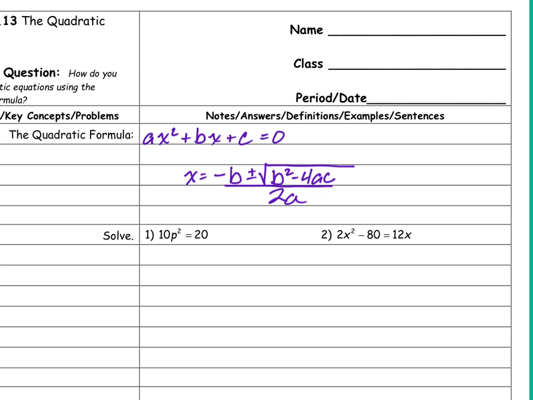Where the heck do I get the a's, b's, and c's is the question, right? So where do a, b, and c come from? Well, in my standard form, if you look up here, here's a. A is the number with x squared. B is the number with x. And c is the number with no variable. Okay? Are there any questions on that?